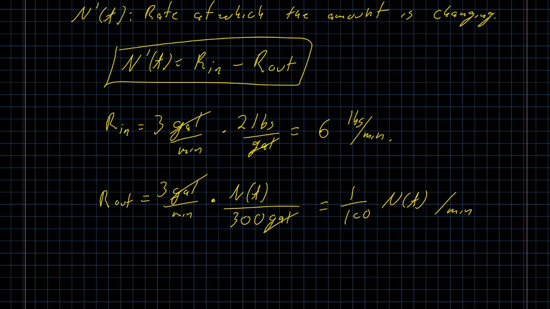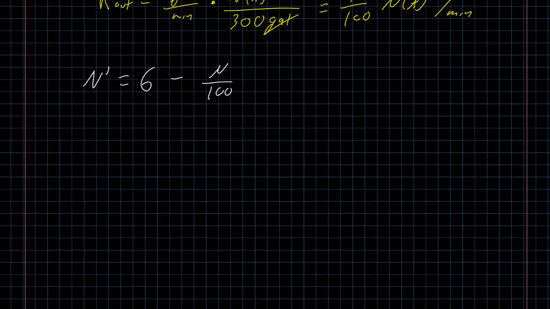All right, bringing all of this together, we get that N prime is going to be measured in pounds per minute, and it's going to be the difference of 6 pounds per minute minus N over 100, again, pounds per minute. I can suppress the units because this is math class, not physics class, and we'll just trust that the units are going to work out. And now I have a differential equation. It is, in fact, a first-order linear differential equation, so we can rearrange it so it looks like that.